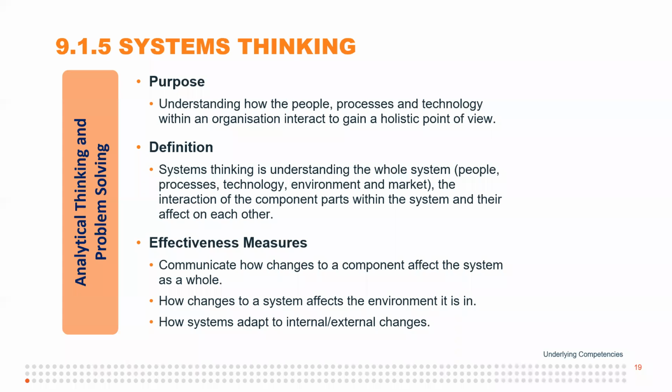And so the effectiveness measures are that you're able to communicate how changes to a component will affect the system as a whole, and how changes to a system may affect the environment that the system is in, and also how systems will adapt to internal and external changes. So external changes would be environmental or market type changes. So environmental could be competitors or something like that.